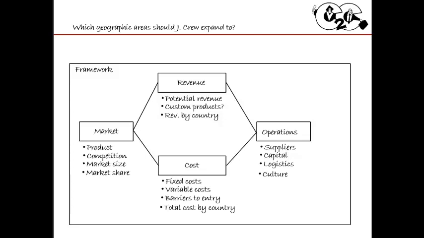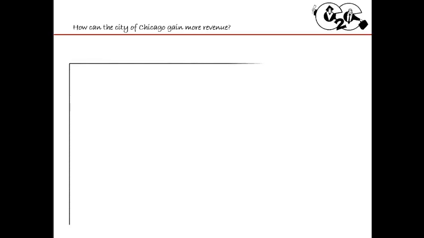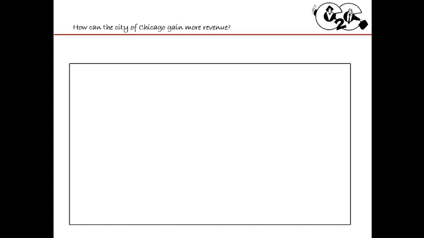Let's do another example to make this a little bit clearer as well. I'd say we get this type of case. How can the city of Chicago gain more revenue? Okay, a very different case. But I'll show you how we're going to answer it, sticking to that core of growth, profitability, and efficiency.